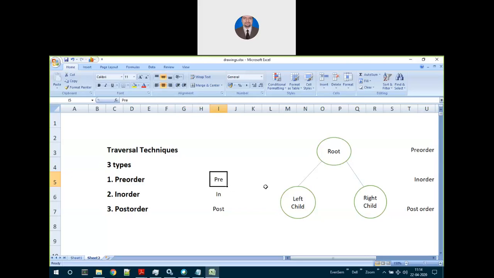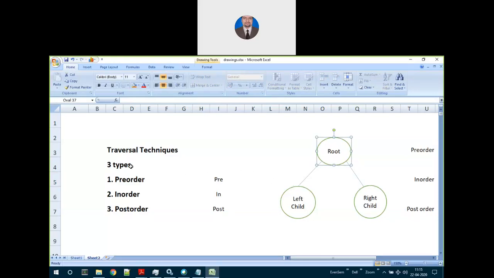Pre means before. In the simple example which we have taken here, we have a tree consisting of one parent and two children. Pre, as I said, is associated with the parent. So in order to make the traversal, first I have to visit the parent, then I can go and visit my children. That is first the left child and then the right child.